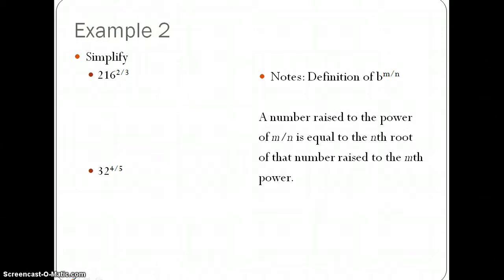the first thing that you need to understand is what b to the m divided by n is equal to. So it says a number raised to the power of m divided by n is equal to the nth root of that number raised to the nth power. Okay, well, a more simplified way of looking at it is b to the m divided by n is equal to the nth root of b and then the whole thing to the m.